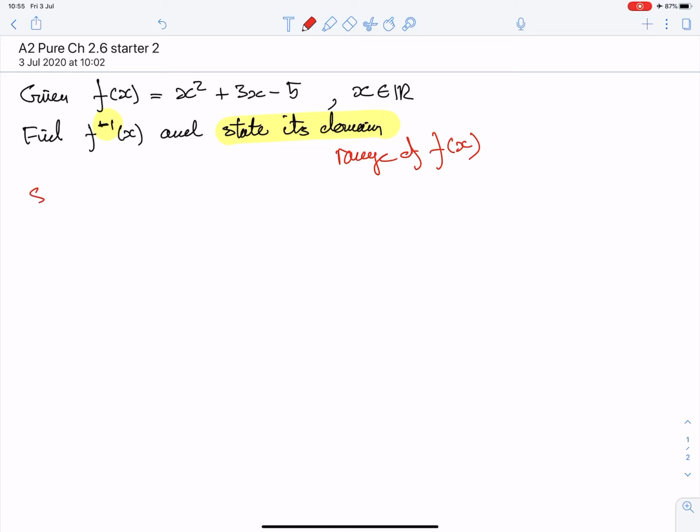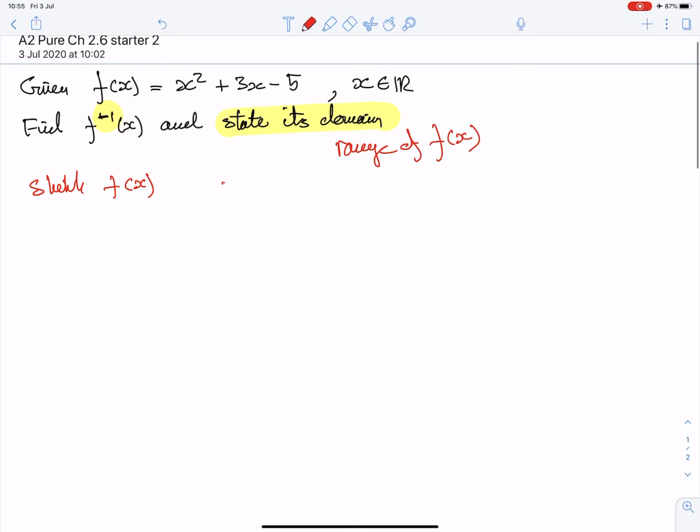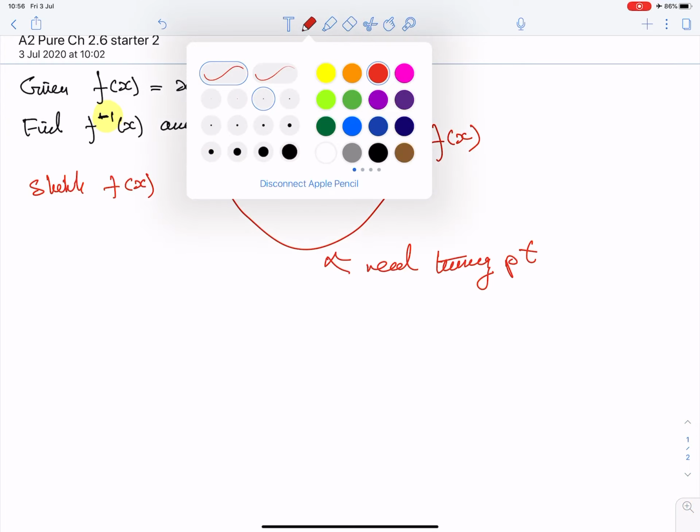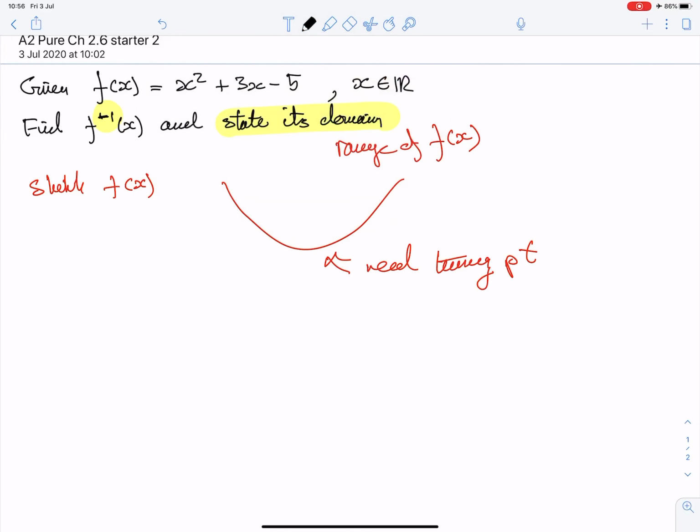So let's sketch f of x. Well, we know we've got a positive quadratic. So in terms of the range, the turning point is going to be the key point. Need turning point. So let's complete the square on this.